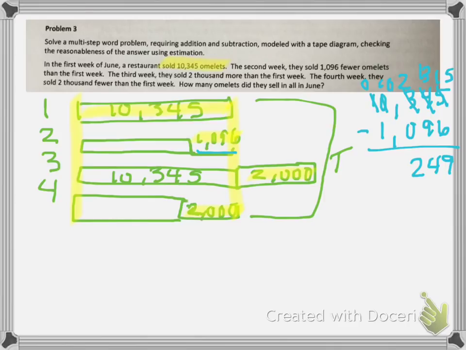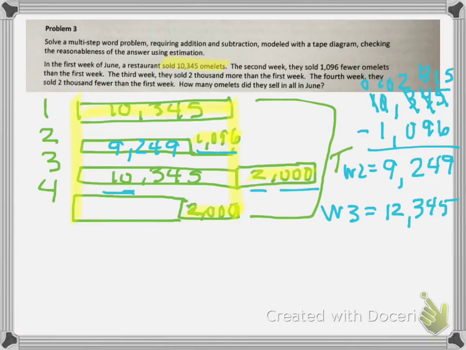Okay, we have 10. Take away 1 is 9. Okay, so week 2 equals 9,249. That's week 2. All right. Now we need to find week 3. So we need to add these two numbers together. But since this number has all zeros, guess what? I can skip a step and I can just add our thousands. Okay, I'm going to add the 2 to the 10. So that's going to become 12,345.